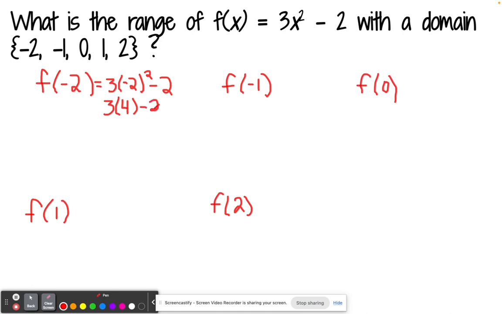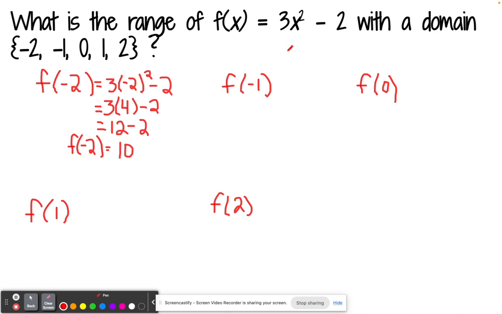Now I have 3 times 4 is 12 minus 2. So my f of negative 2, I could write that on every line, but because it takes me so long to write with my mouse pen, I am not writing it everywhere. But I could have my f of negative 2 all the way down here. 12 minus 2 is 10. So my f of negative 2 is 10.